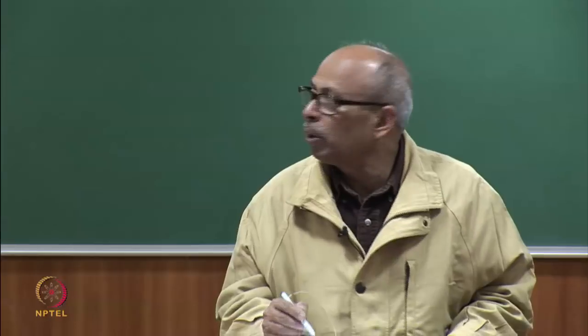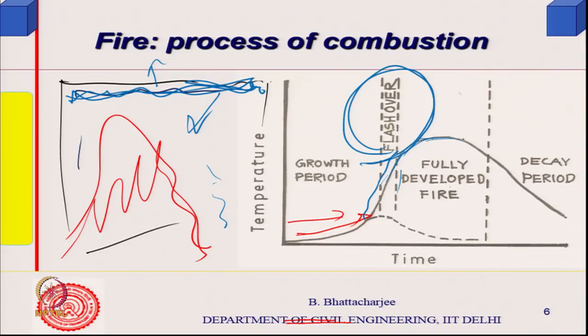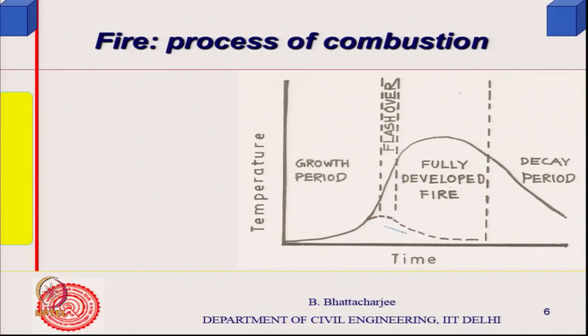Once flashover occurs, the temperature rises rapidly, and then it continues there as long as fuel and combustible material is available, and then there is a decay period. As the combustible material depletes, because it is already burnt out, then there is a decrease. So this is called fully developed fire, this flashover, then there is a decay period. But anyway, if I am suppressing it, if I am able to suppress it, it might even follow this.